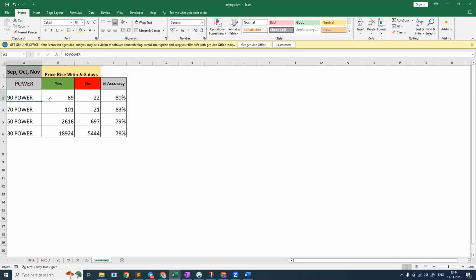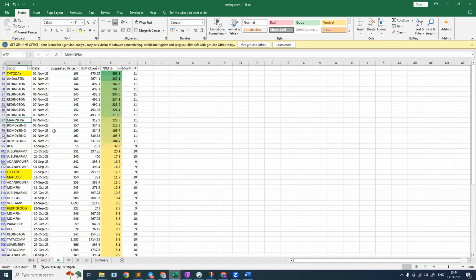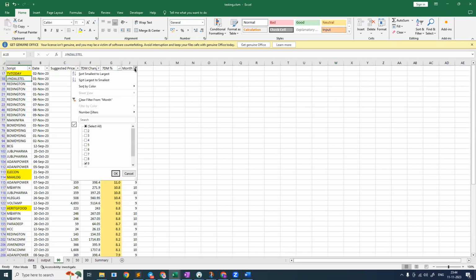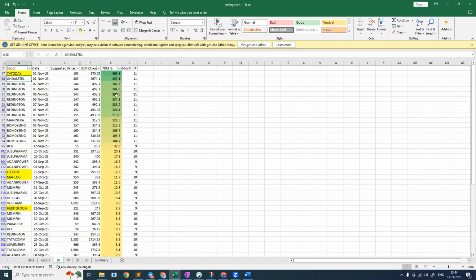So let's take an example for 90 power. I've already created a sheet for 90 power. You can see we have filtered data for September, October, and November. And I have also filtered for a 7-day change, so any price that changes after the suggested price. For example, TV Today, we had a suggested price on 2nd November at 193, and we have seen this price has changed suddenly. We will be walking you through in detail how this looks.